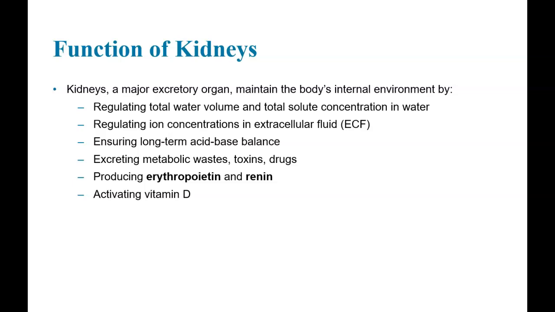The urinary system obviously contains several organs. The main organ is the kidney, and the major functions of the kidney are to regulate the water volume and the solute concentration in the water, to regulate the ion concentrations in the extracellular fluid, ensuring the long-term acid-base balance, excreting metabolic waste like urea, toxins, drugs, producing erythropoietin. So this is a hormone that regulates blood pressure, and renin, which is involved in the production of red blood cells, then activating vitamin D.